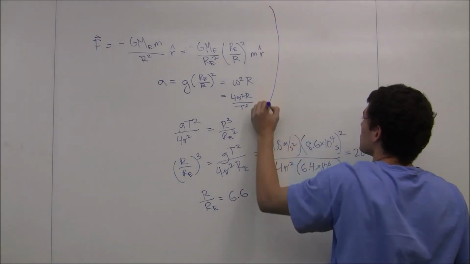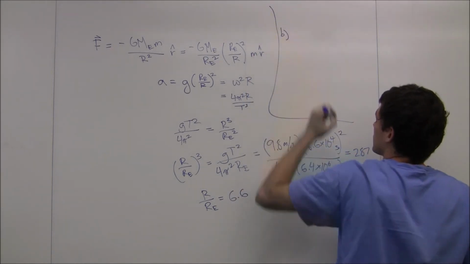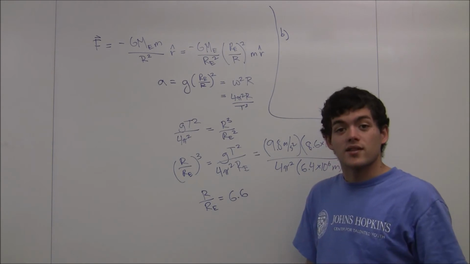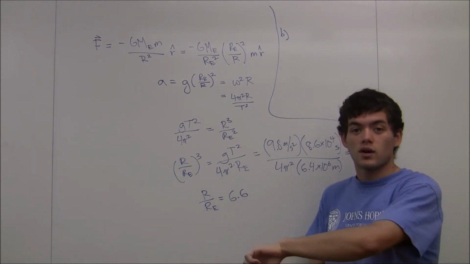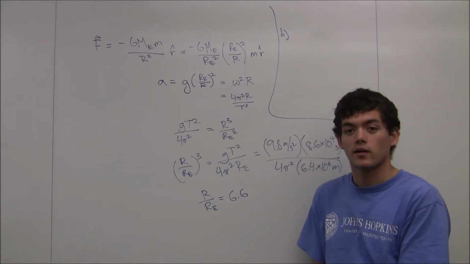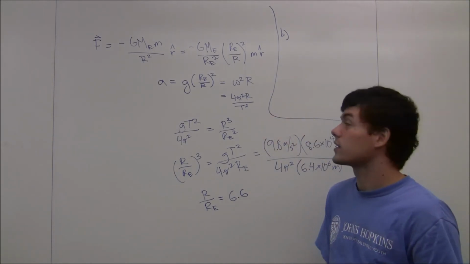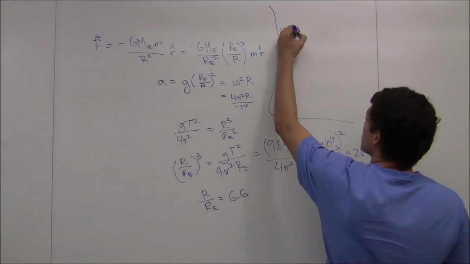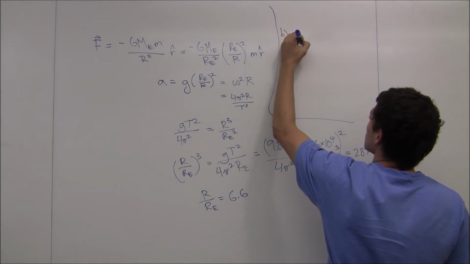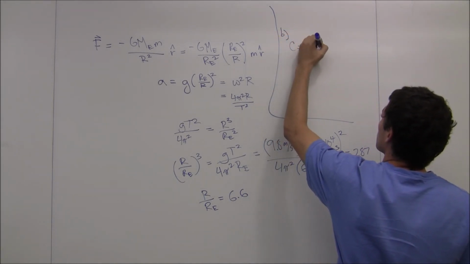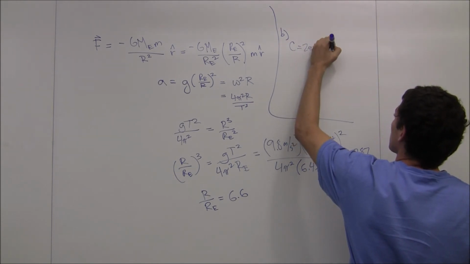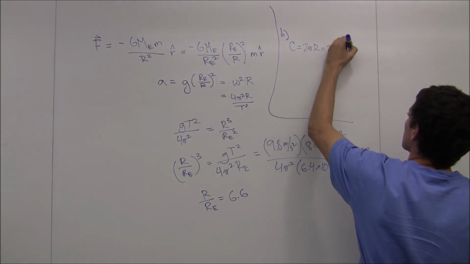Now for part B, we're asked that if 10,000 satellites are sitting in this geosynchronous orbit, which is one single band around the equator, how closely packed are they going to be? For that, we need to find the circumference, which is equal to 2 pi r, which is 2 pi times 6.6 Earth's radii.